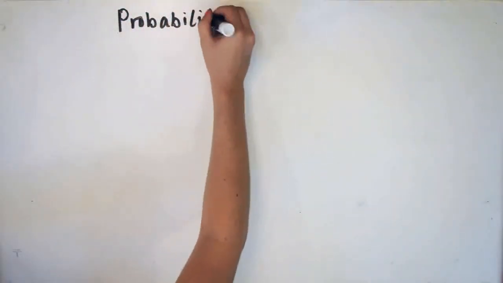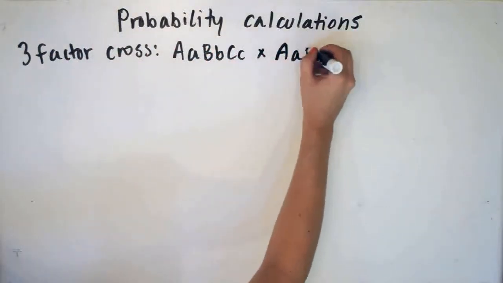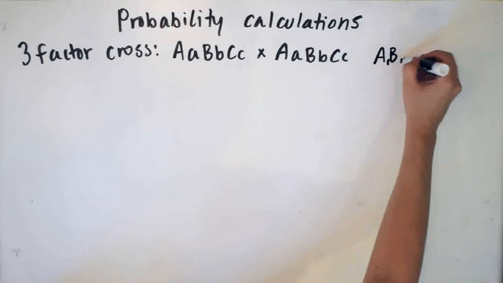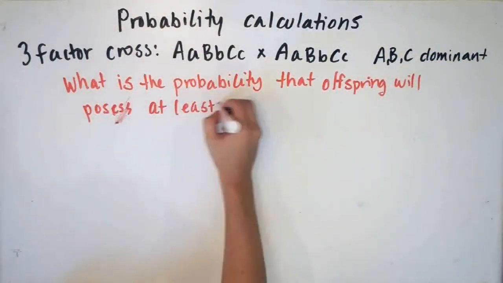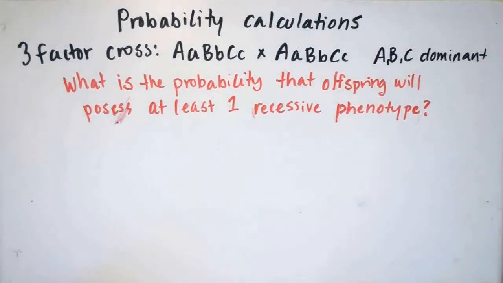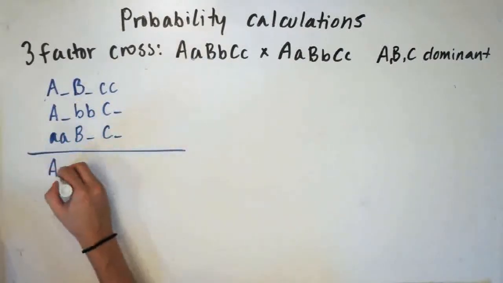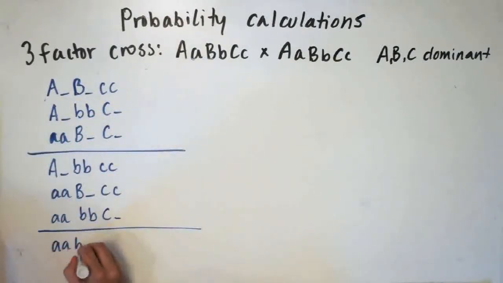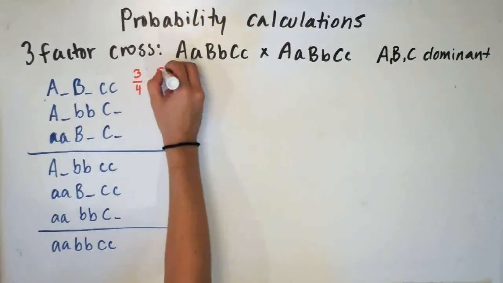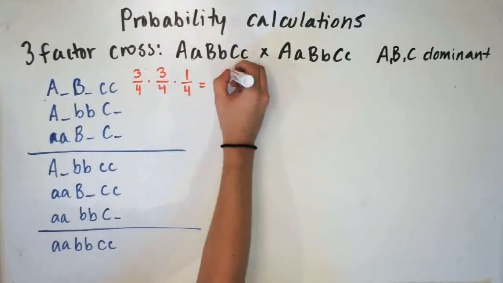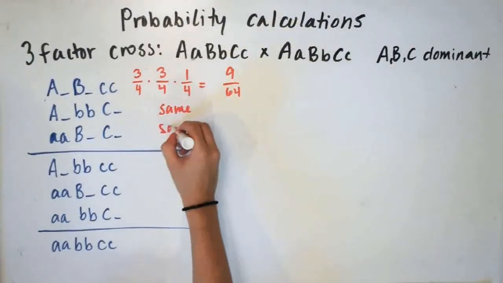Eventually, we can dispense with diagrams and jump straight to calculations. For example, let's consider a 3-factor test cross with the same dominance characteristics as before. What is the probability that offspring from this cross will possess at least one recessive phenotype? We would be interested in offspring with one pair of recessive alleles, with 2 pairs of recessive alleles, or all 3 recessive alleles. For our first group, the probability calculation is 3/4 times 3/4 times 1/4, or 9 out of 64. The calculations for the other phenotypes are essentially the same.